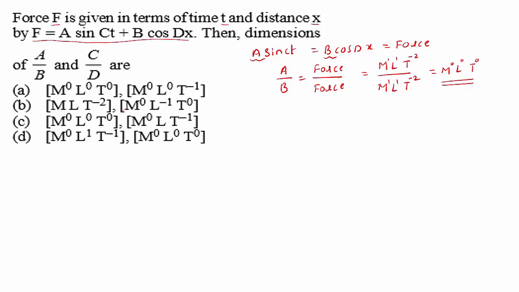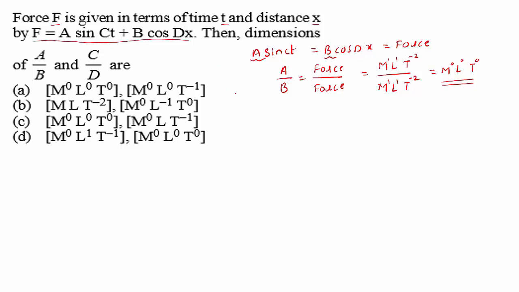Here you can observe the options. A and C are both the same here, M raised to 0, L raised to 0, T raised to 0. Now we have to find C by D. Either the A or C option may be right. Now find the C by D value. Observe the equation. Here t indicates time and x indicates distance.